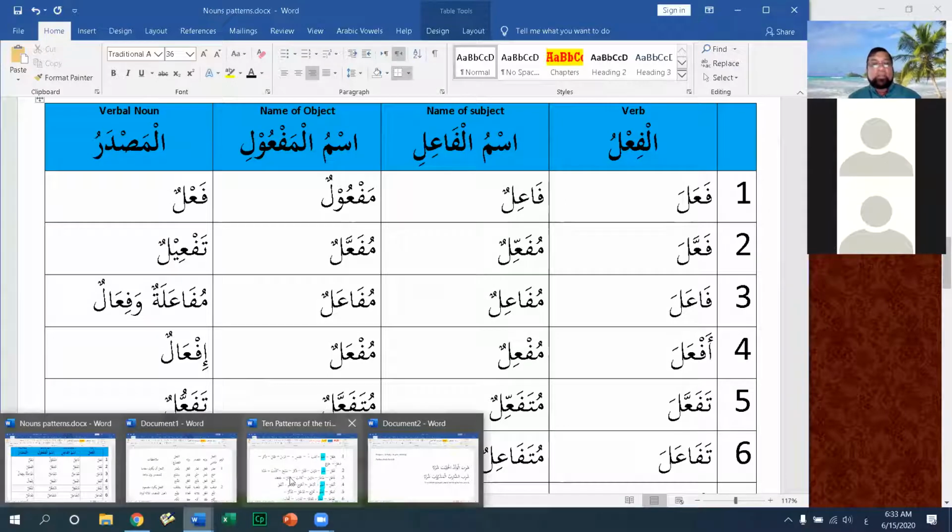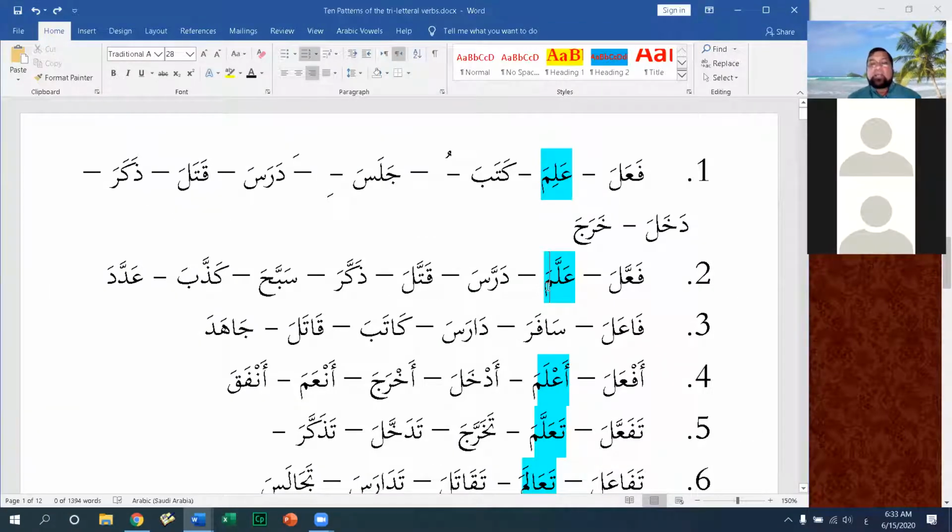So let's go to allama and use it as an example. I will do allama. We say allama is al-fi'lu, and ismul fa'il is mu'allimun. Ismul maf'ul is mu'allamun. And the masdar is ta'limun. Do you follow that? Sister Salwa, would you like to try, or Layla, would you like to try darrasa?